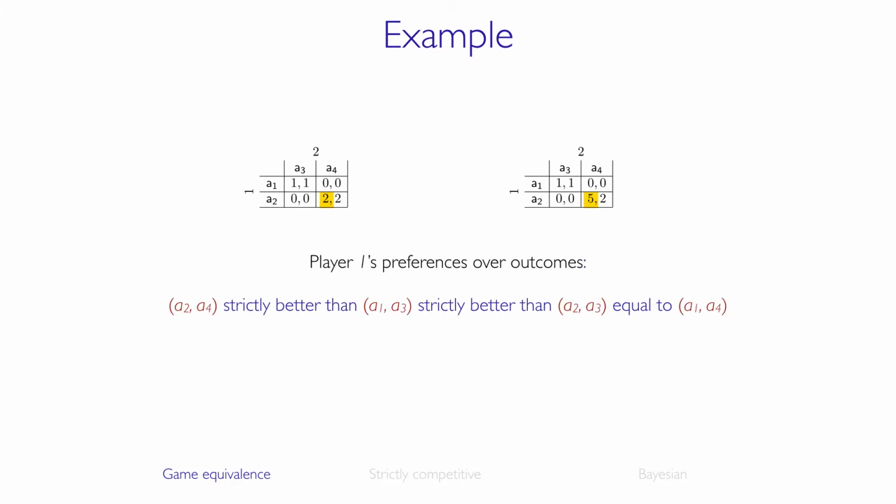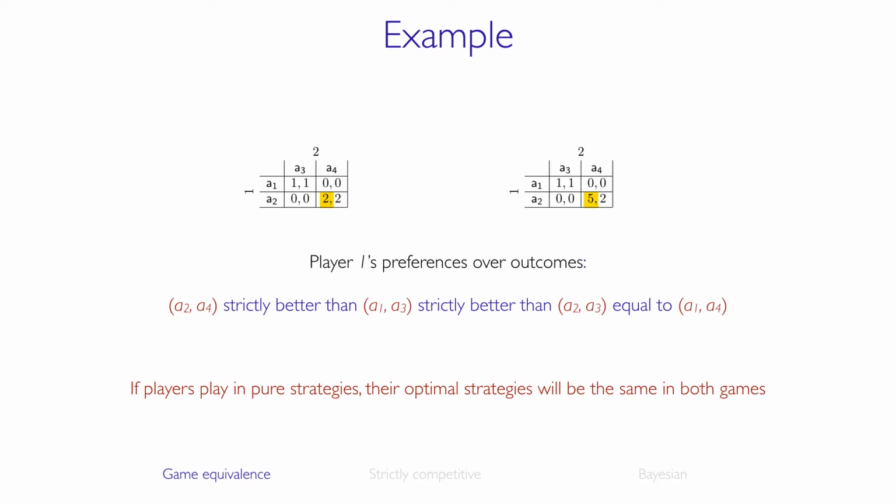However, if we focus on the preferences of player 1 on the outcomes, we have that for both games, the left and the right ones, the outcome A2, A4 is strictly better than A1, A3, that is, in its turn, strictly better than the other two outcomes. Player 1 is indifferent on these last two outcomes. As I said before, the reasoning of the players depends on their preferences. If they have the same preferences, their reasoning is the same. Therefore, we can expect the same solution to both games.